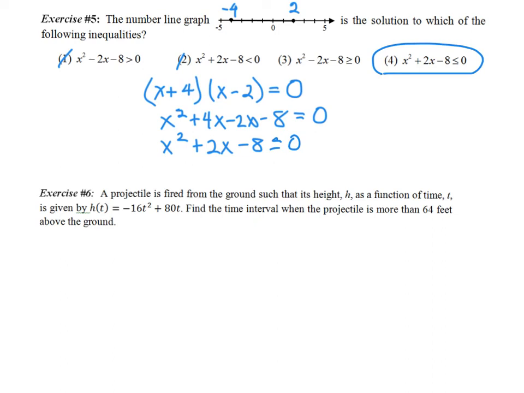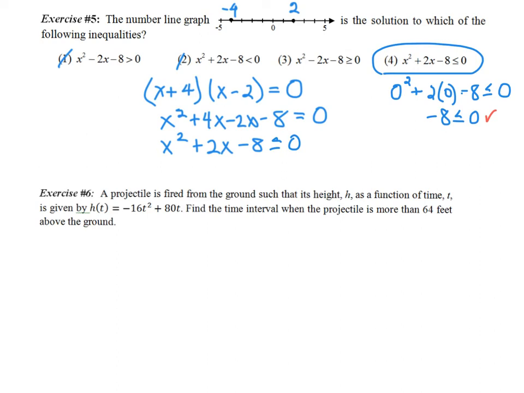And again, you could try some numbers between negative 4 and 2, like 0, to make sure that it is a solution. So 0 squared plus 2 times 0 minus 8, is that less than or equal to 0? And the answer is yes, because negative 8 is less than or equal to 0. So that does check. That is a true inequality.